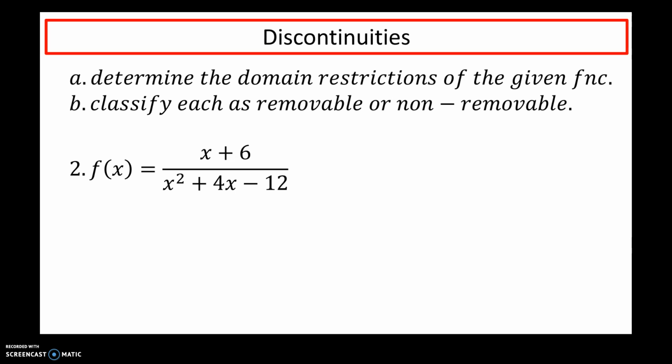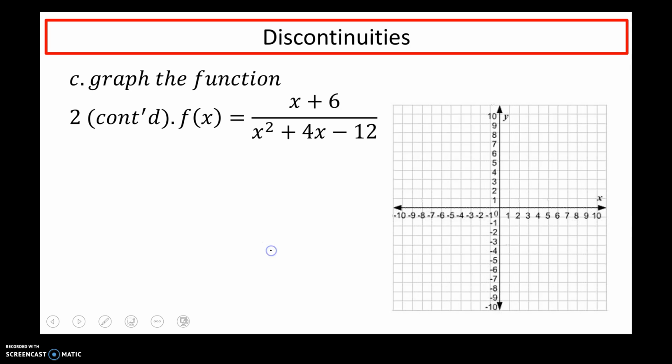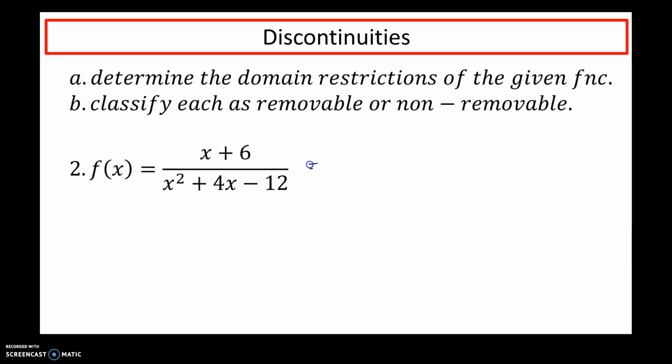Classify each of those restrictions as removable or non-removable. Okay, so how do we determine the domain? Factor. So, factors of -12 that add to +4: +6, -2. 6 times -2 is -12. 6 minus 2 is 4. So remember our steps. Our steps were factor, determine the domain before you simplify.